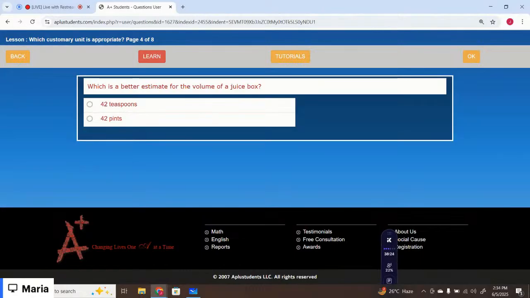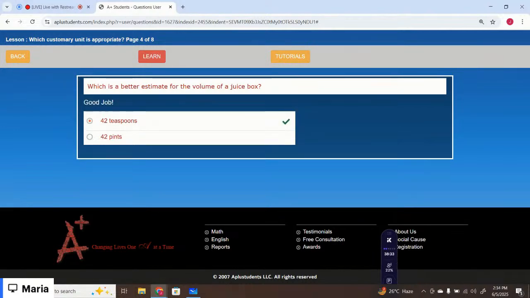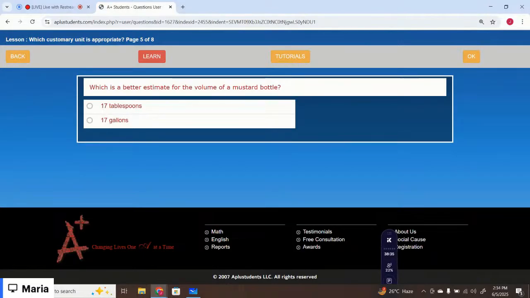Which is a better estimate for the volume of a juice box? A juice box would be 42 teaspoons. Option number one is the correct option.